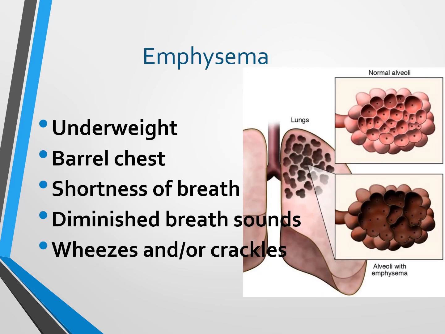Emphysema. It's a destruction of alveolar walls that cause permanent abnormal enlargement of air spaces. Smoking causes 80 to 90% of this. On inspection, you'll see an increased AP diameter, a barrel chest, use of accessory muscles to aid respirations.